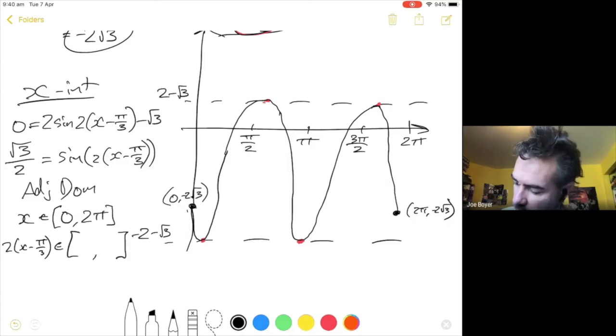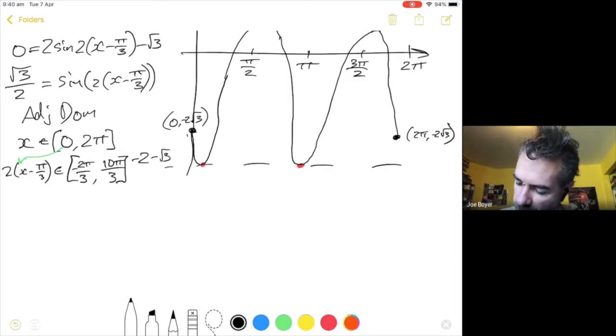So plugging 0 into x gives me -pi on 3 times 2, which is -2 pi on 3. And plugging 2 pi into x gives me 6 pi on 3. Subtract 1 gives me 5 pi on 3. And then we're multiplying that by 2, which gives me 10 pi on 3.